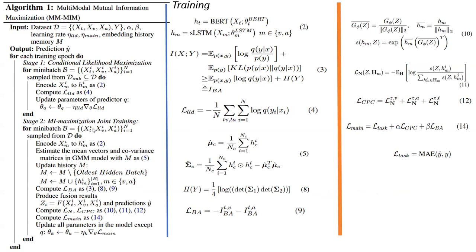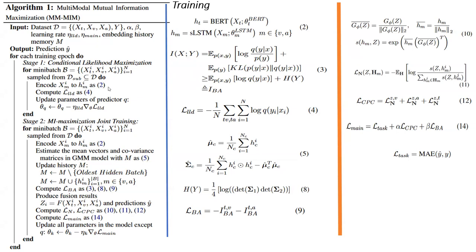This is the overall algorithm. Sorry, my equations are here. So this algorithm consists of a two-stage process. In the first stage, they approximate the intractable conditional distribution by introducing a variational approximation. And then they approximate the distribution P of Y given X by calculating the loss functions according to equation 4.